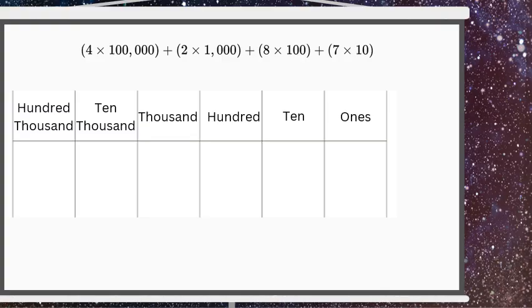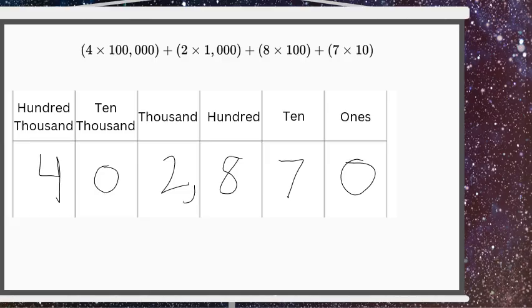Since 4 is being multiplied by 100,000, I know that my 4 is going to go in my 100,000s place. Since 2 is being multiplied by 1,000, I know the 2 is going in my thousands place. And the 8 is multiplied by 100, so it goes in my hundreds place, and the 7, 10, so it goes in my tens place. That means I need a 0 in my ones place and in my 10,000s place. So our number is 402,870.